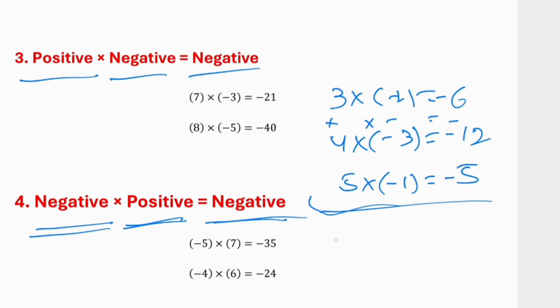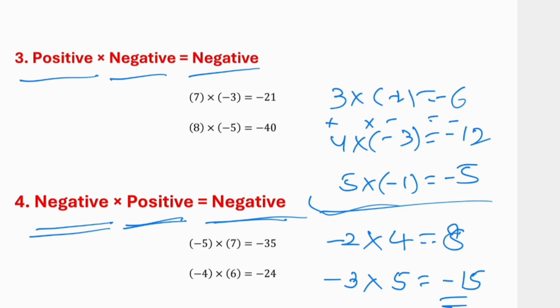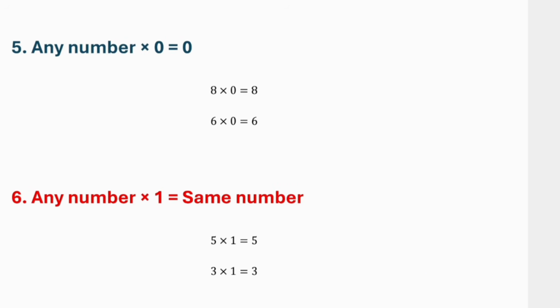For example, minus 2 into plus 4 is equal to minus 8. Minus 3 into plus 5 is equal to minus 15. Therefore, positive into negative, we also get a negative value. Negative into positive, we also get a negative value. Please remember.